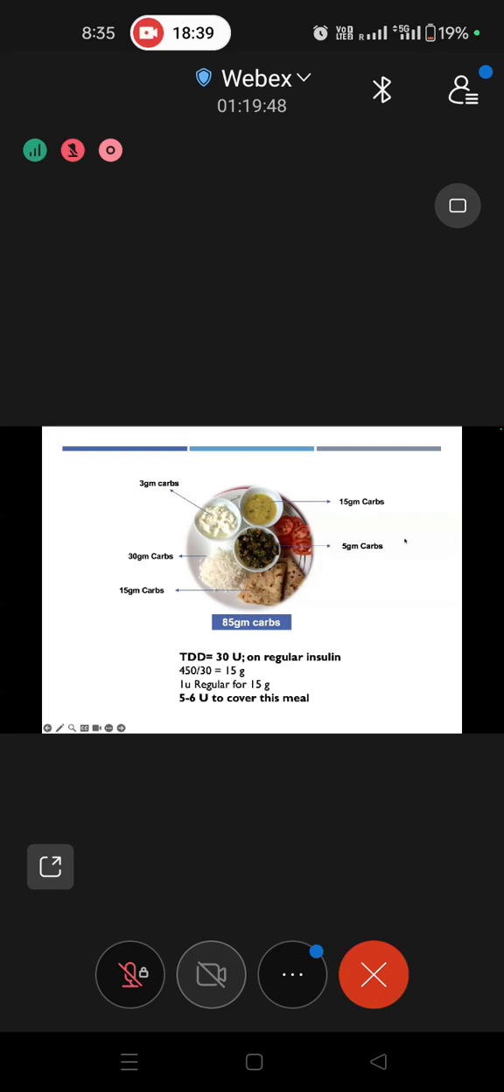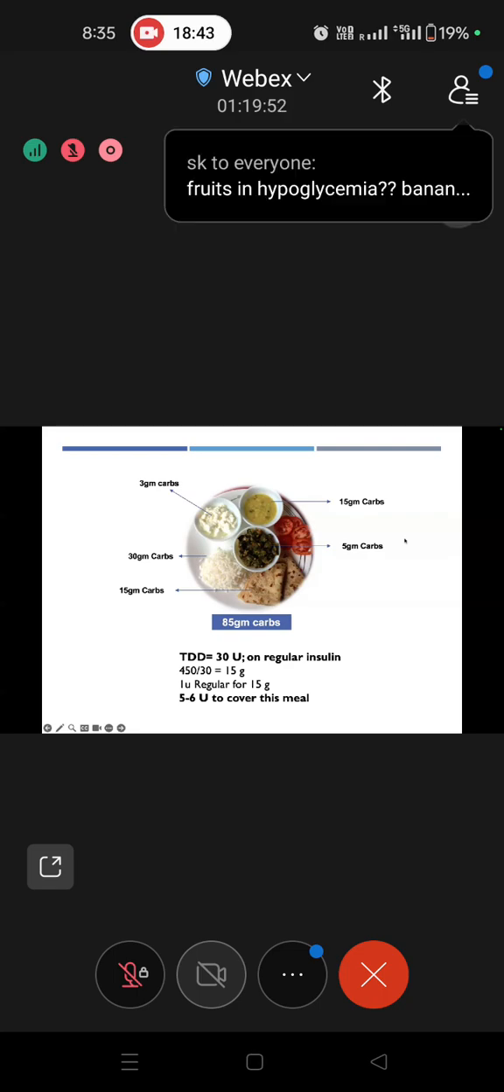So I've already answered this, that 1800 is not for all insulin preparations. It is only for rapid acting analogs. For regular, we use 1500.